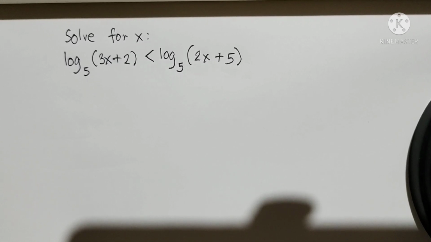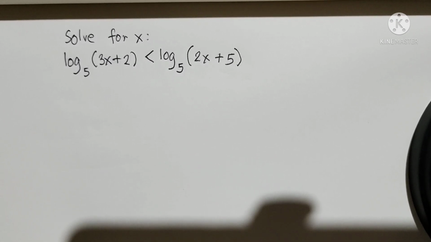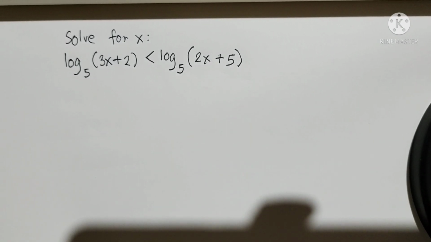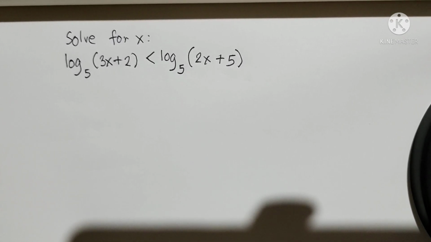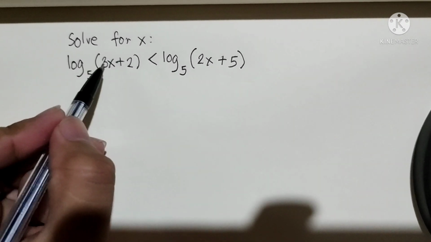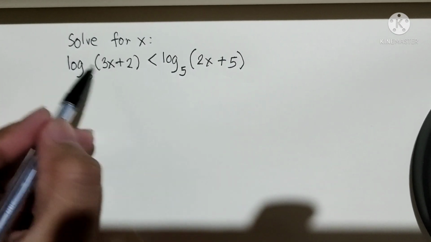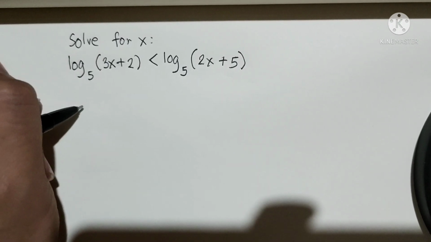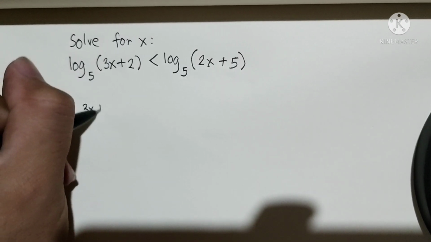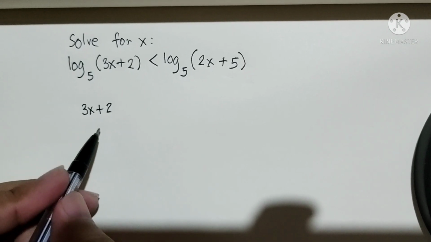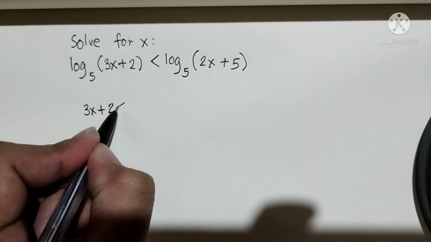For our last example, we have a logarithmic expression sa left at another logarithmic expression sa right. Now that meron na tayong dalawang logarithmic expressions, then meron na tayong dalawang i-consider. So, una, hanapin natin yung mga magpapa-0 or negative kay 3x plus 2. So, ano nga ba yung mga magpapa-negative kay 3x plus 2? So, we solve for them.